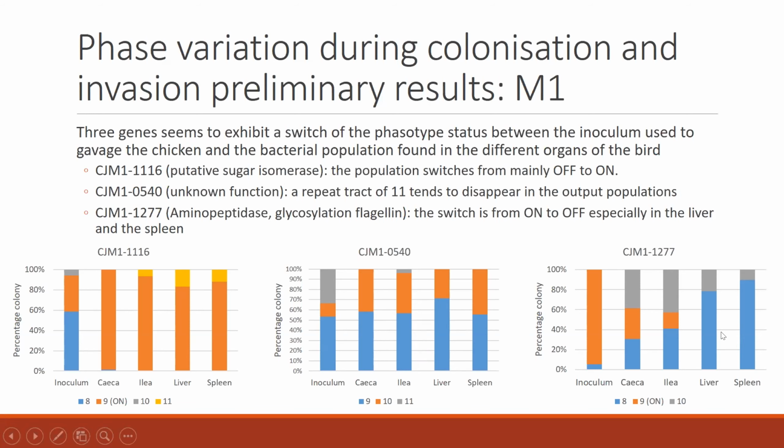And the final gene is 1277, an aminopeptidase associated with localization of a flagellin. What we can see is that the inoculum is mainly on, but in the chicken it starts to completely switch off, in the cecal and villi, but also mainly in the liver and the spleen.